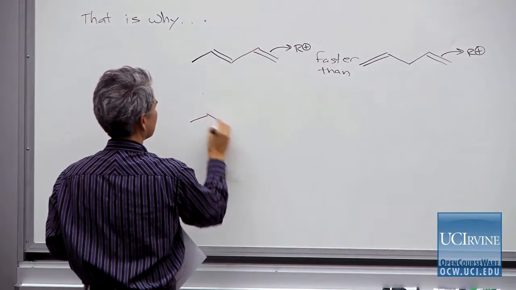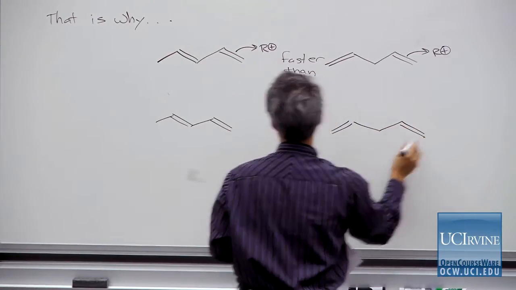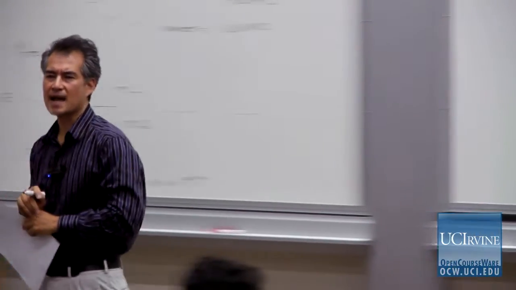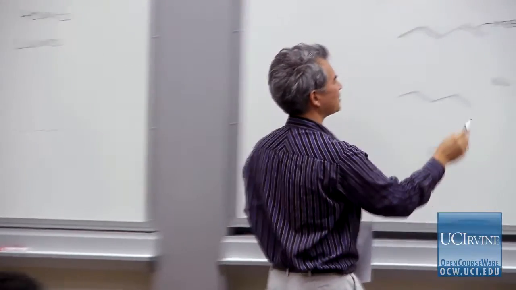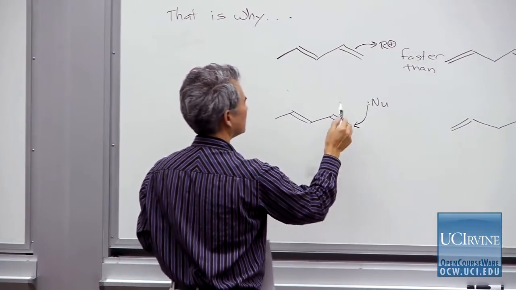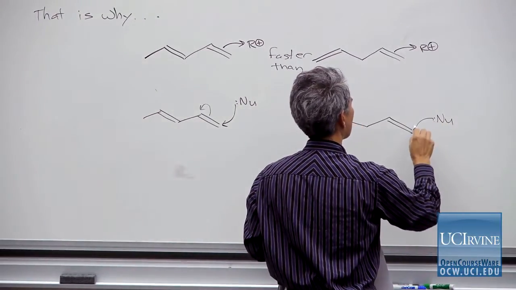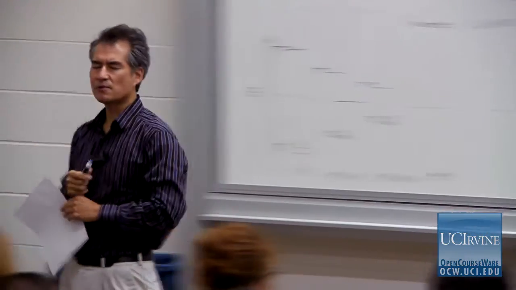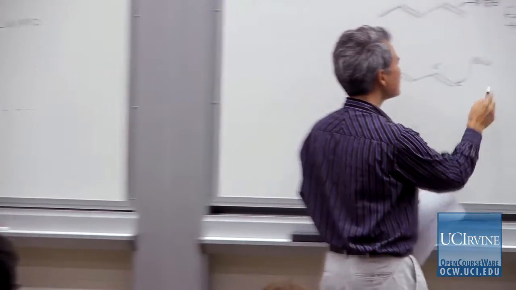Okay, now let's look at, I don't know if I'd call this the reverse, but it's almost the reverse. Let's think about something different. Let's think about a nucleophile attacking the pi system here. So here the conjugated system reacts faster with electrophiles. Which of these should react faster with a nucleophile? The conjugated or the non-conjugated? The conjugated should react faster.